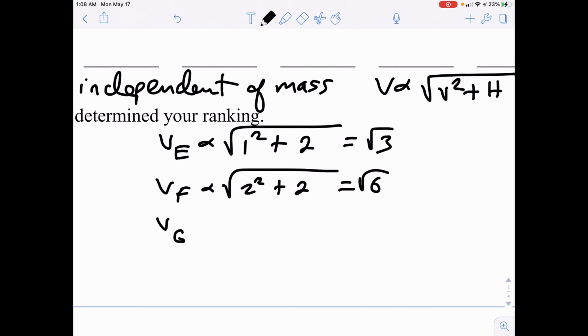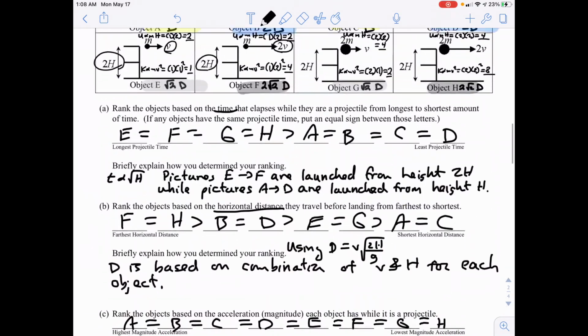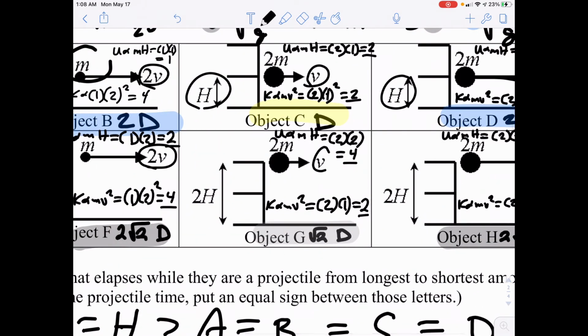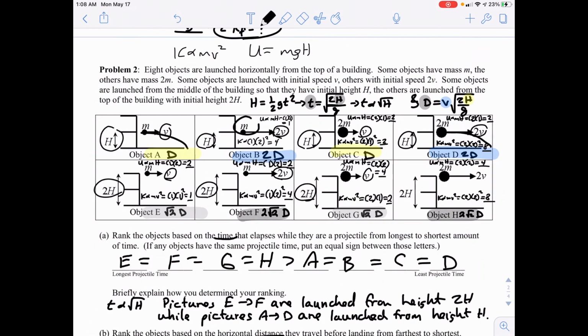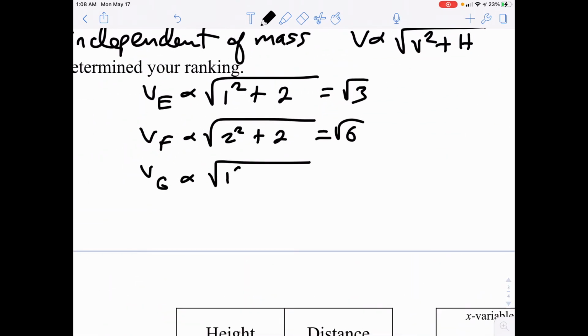The velocity at G, let's look at picture G. That has 1 velocity unit and 2 height units. 1 squared plus 2 would be the square root of 3 again.